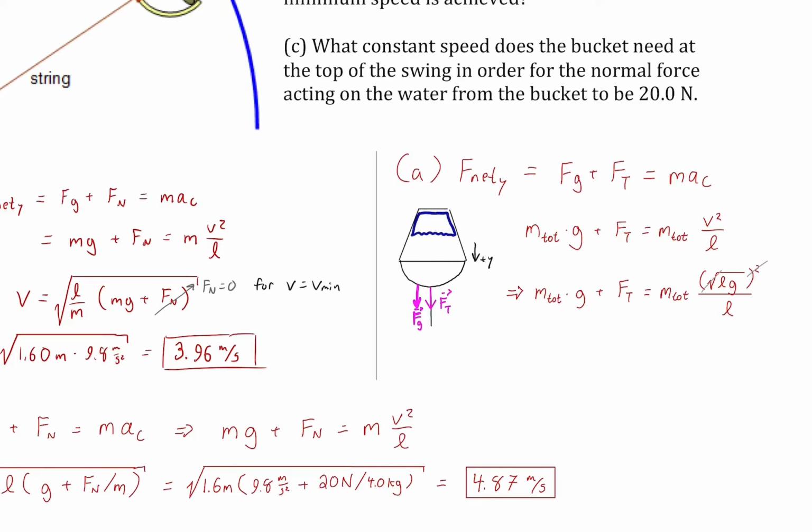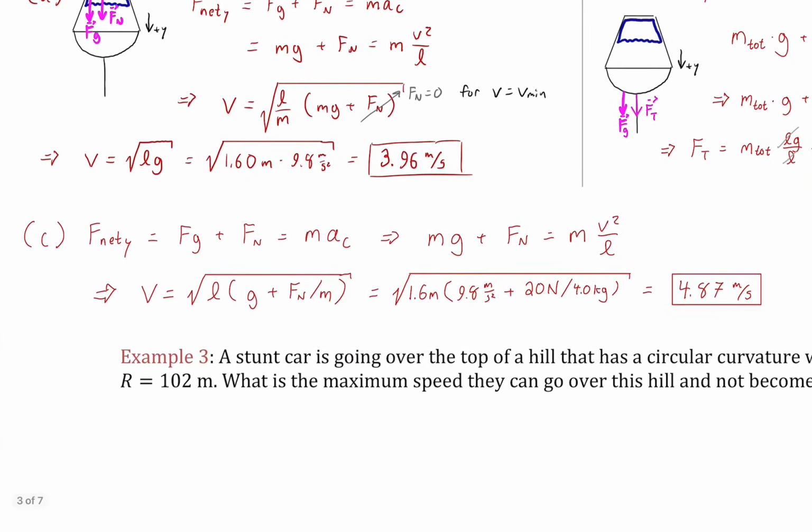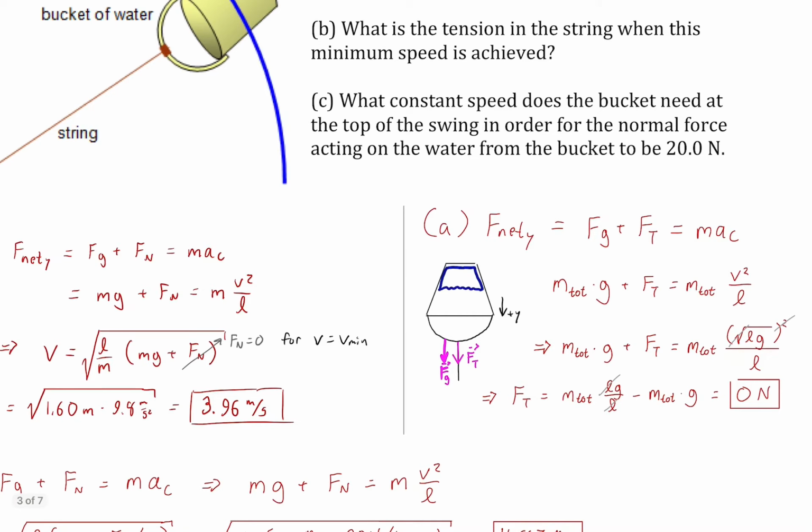Well, we know that v for minimum velocity has the formula square root of Lg. The square root cancels with the square, and so then we just have Lg over L, so the L's cancel. All right. And so then we find that the force is just going to be m times g minus m times g, m total in both cases. Well, that means that it has to be 0. All right, so just by taking the algebraic form of the minimum velocity, we find that any other forces have to also be 0, because the bucket and the water are connected.